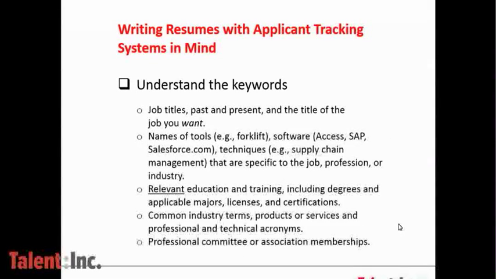So, understand the keywords. Again, we want naturally occurring keywords in the resume, and by naturally occurring, I mean in the language and content of the resume, so that when it is read by a human, because remember, that's our goal, we want every resume to be read by a human, it does not look like keywords were simply stuffed in there for the purpose of getting through.